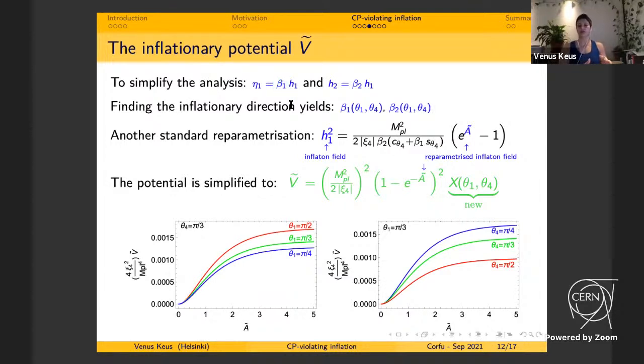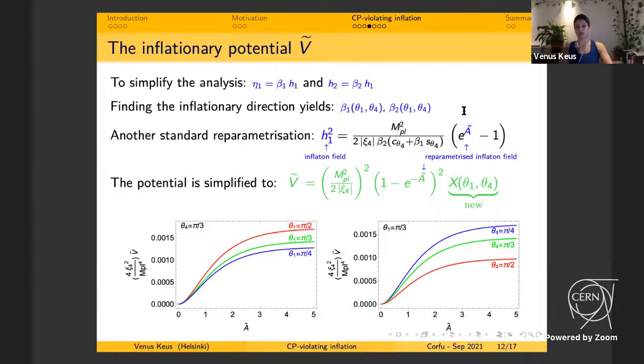And then the full numerical potential and how you minimize it and find the direction of inflation is something we're working on right now. But analytically, in this simplified form, we know what the inflationary potential looks like. Also, having written all these neutral fields in terms of this H1, then this H1 is going to be your inflaton field. But using the transformation from the Jordan frame into the Einstein frame, you can also write this inflaton field in terms of what I call A tilde, which is the reparametrized inflaton field.